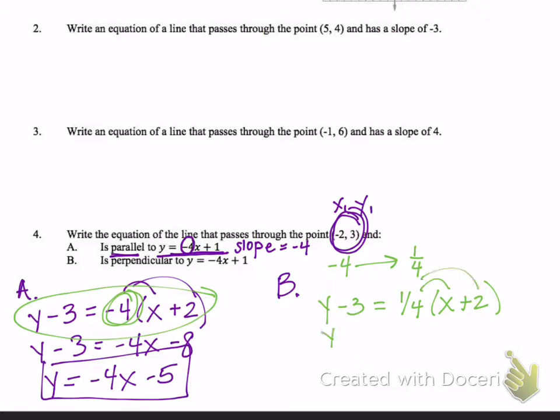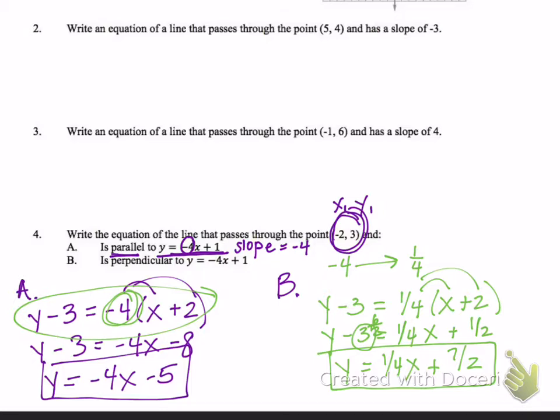And I distribute, plus 1/2. Then I add the 3 over. I want you to write it as a fraction. So if I were to make this 3 to have a denominator of 2, it would be 6/2 in proper fraction. So I'm going to add 6/2 to each side, so it would be plus 7/2. I want you to leave it like that as a fraction, not a decimal.